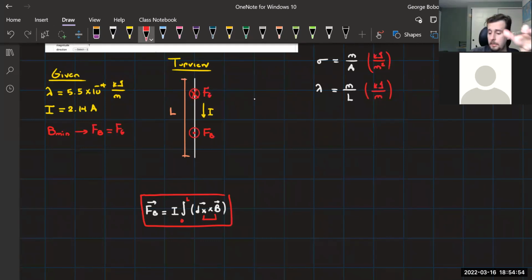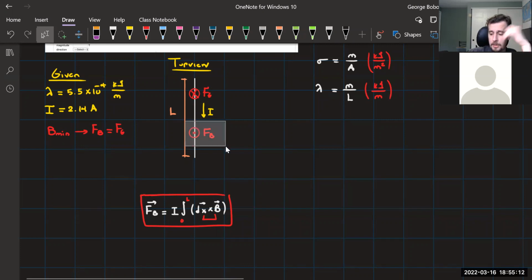All right, so watch this now. You are doing the cross product between dx and B over here, okay? So you need to ask yourself, what kind of magnetic field am I going to need to produce this force right now? What kind of magnetic field? Let's do a right-hand rule.